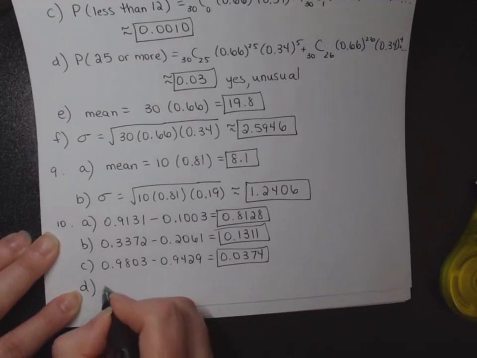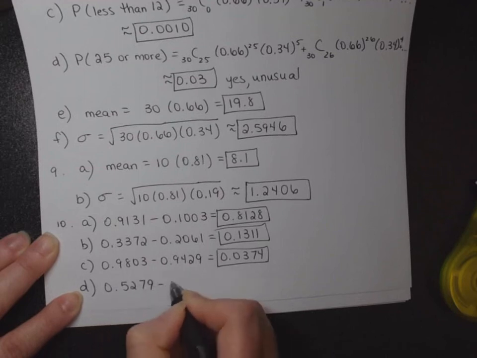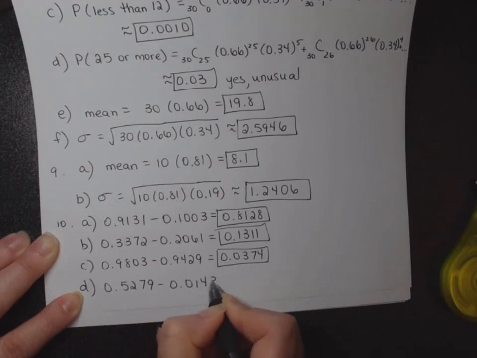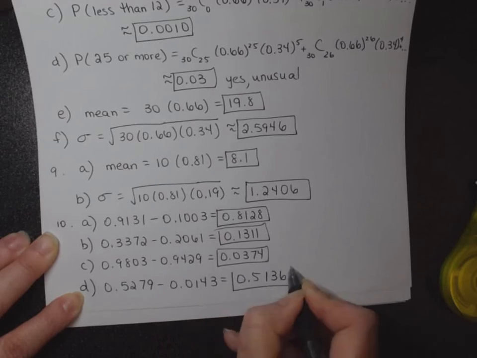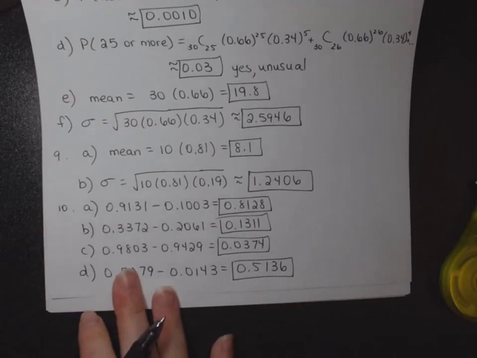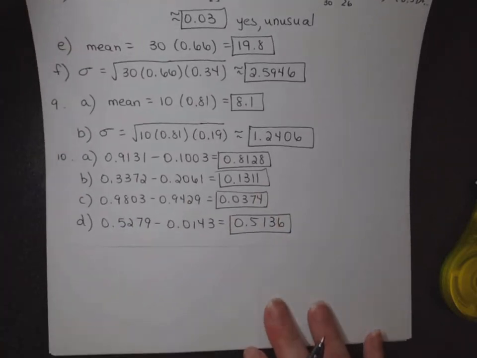And then lastly, I read 0.5279 minus 0.0143 for a difference of 0.5136. Okay. Remember, we read table A.2, the normal distribution, anytime we have a z-score, and then we read table A.3 anytime we have a t-score, or student t distribution.